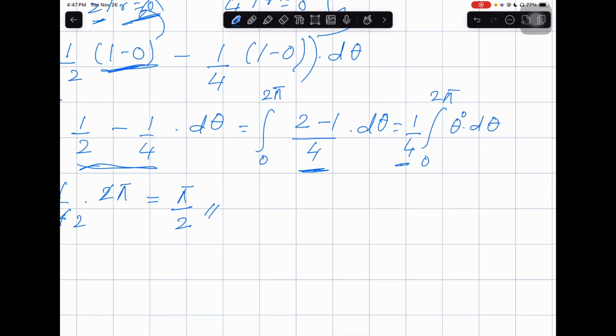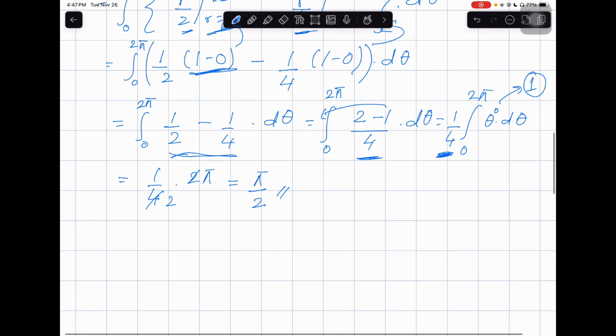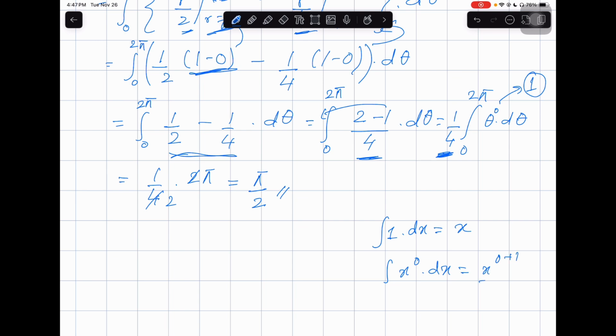So that's a constant. We took it out, right? So we have 1 over 4, and we have theta to the power 0, right? Anything to the power 0 is 1. So now the integral of that would be, so integral of 1, let's say dx, is simply x, because 1 can be written as x to the power 0. So x to the power 0 plus 1 over 0 plus 1 is equal to x, right?